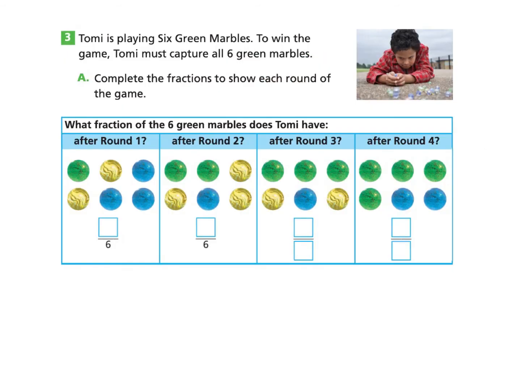Let's take a look at the next page, page 363, part 3. Tommy is playing 6 green marbles. To win the game, Tommy must capture all 6 green marbles. Complete the fractions to show each round of the game. And then it asks at the top of this, what fraction of the 6 green marbles does Tommy have? So we're going to look at each round, and they have drawn boxes, blue boxes, to demonstrate each round.